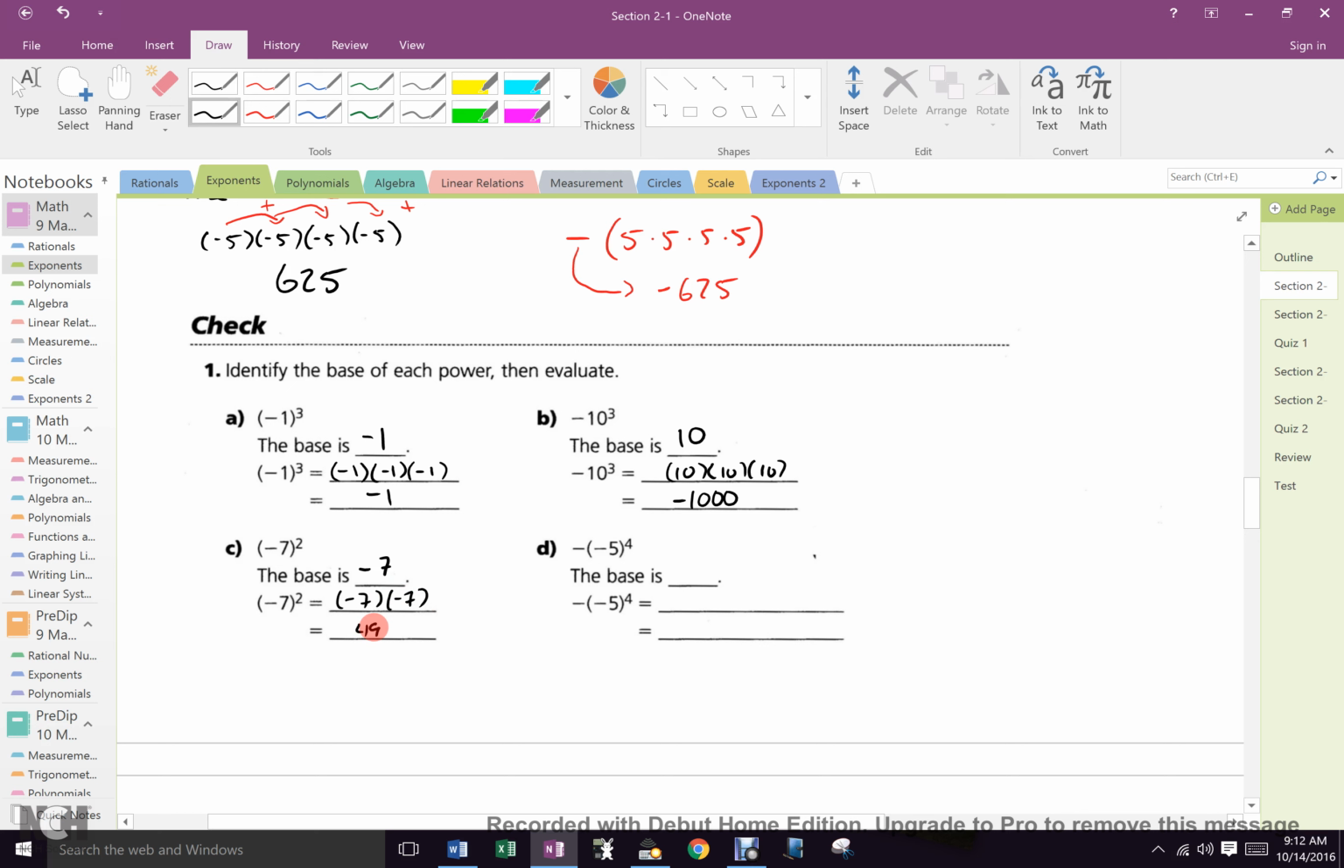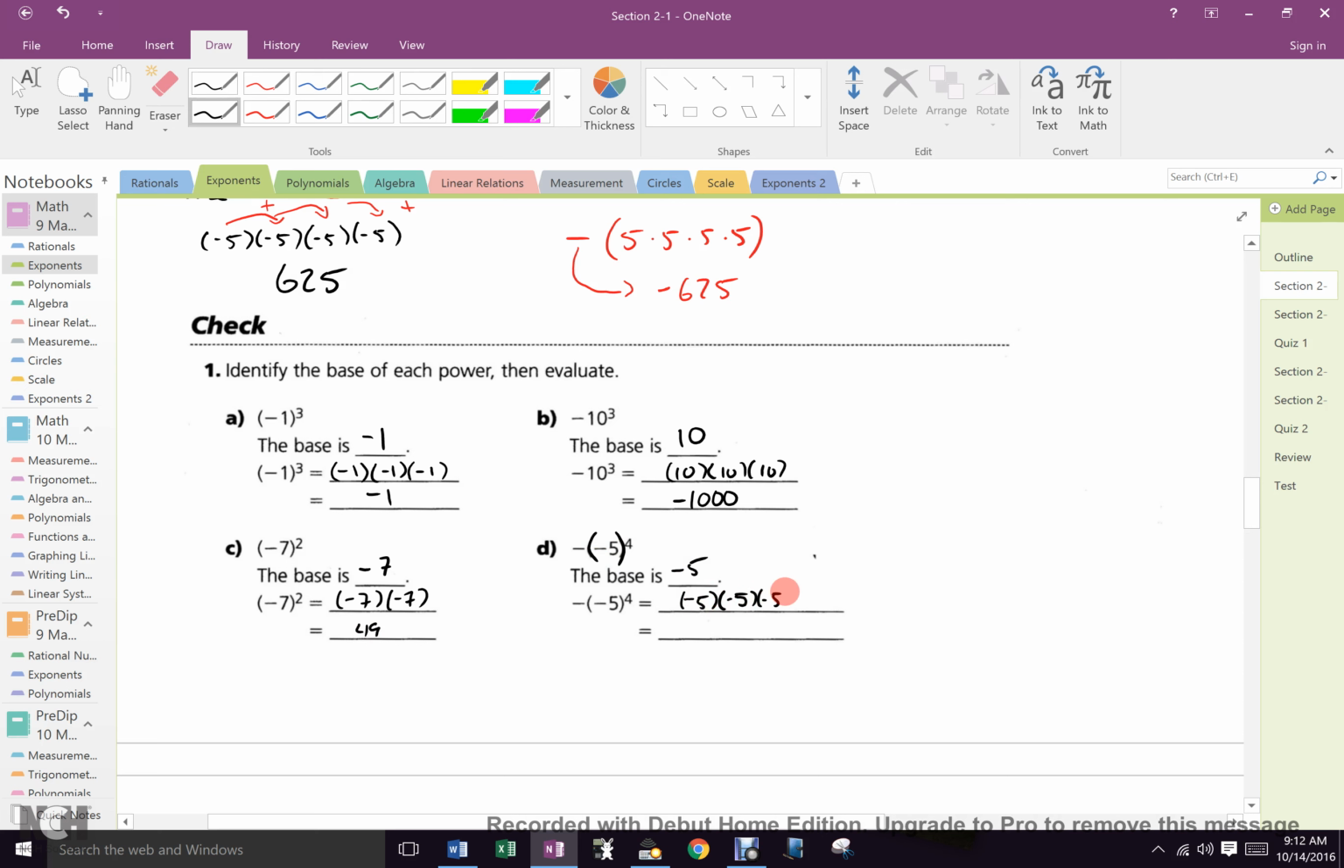All right. Now, D is super freaky. What's the base? Kyle. It's tricky. Don't worry if you get it wrong. Yes. The base is negative 5 because of the brackets. Yes? So how would I write that? Negative 5, how many times?